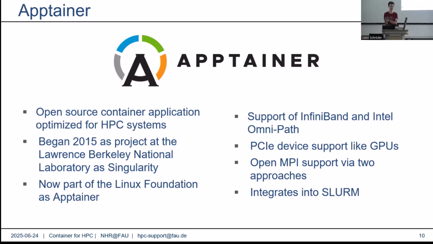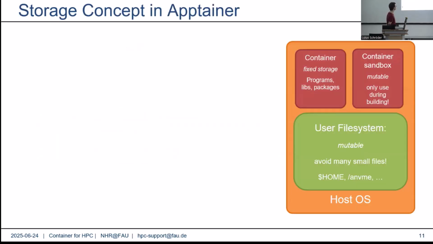It supports InfiniBand, which we use on our clusters, and Intel OmniPath. Also important for our clusters, you can hand through PCIe devices like GPUs, of course important for Alex and Helmer. Then you can also use OpenMPI. There are two approaches to use it that will be presented later on, and together with SRAM, it's integrated into Slurm.